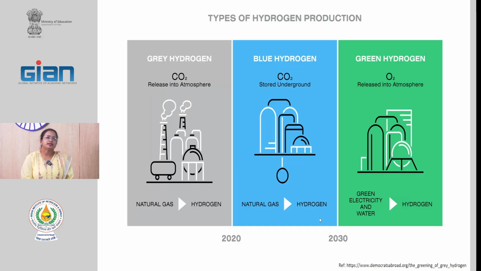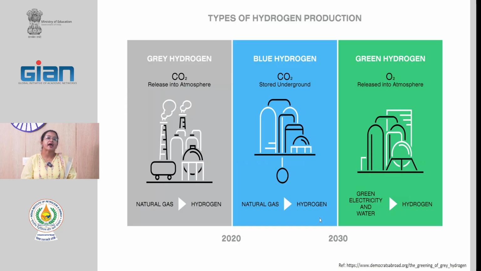Now, based on the method of hydrogen generation, hydrogen is divided into three main categories. First is grey hydrogen, which has been most widely used till now, and which, as I was telling, uses natural gas, basically fossil fuel. As a result, we see a lot of CO2 generation. So it is carbon positive, that means we are emitting carbon into the environment. So it is not a very environmentally friendly or sustainable process.